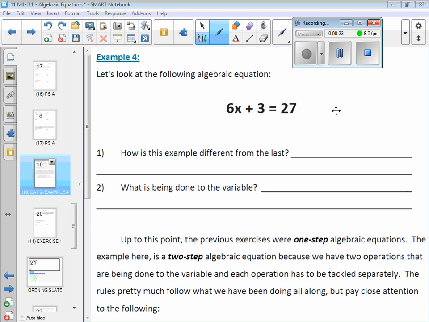First, we're doing what? Multiplication, right? By how much? Then, what are we doing after that? You're adding 3. These are called two-step algebraic equations because there's two things being done to the variable x. Okay, so let's write that down.